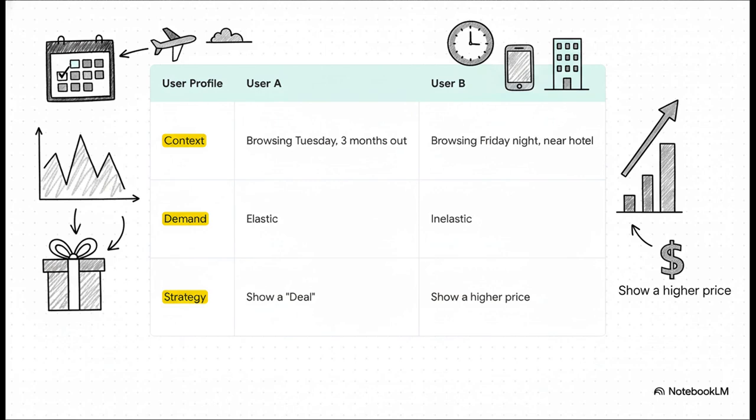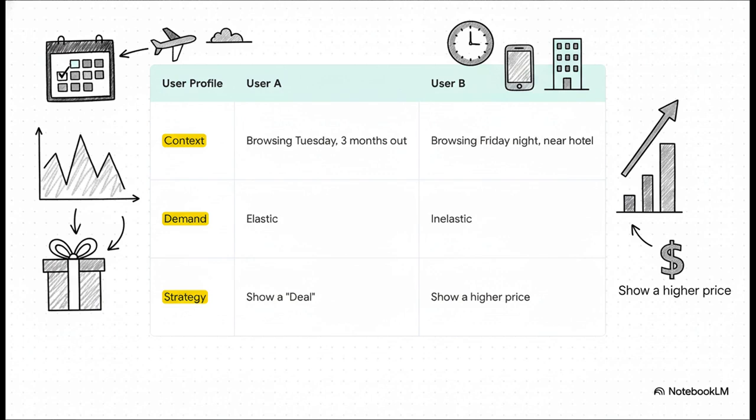Let's really look at how this plays out with a real-world scenario. Let's take user A. They're planning ahead, browsing on a Tuesday afternoon for a trip 3 months away. The algorithm sees this behavior and identifies their demand as elastic. The strategy? Show them a deal to lock in that early sale.